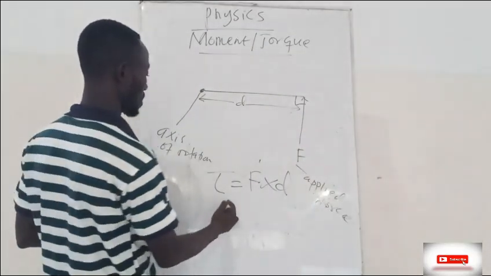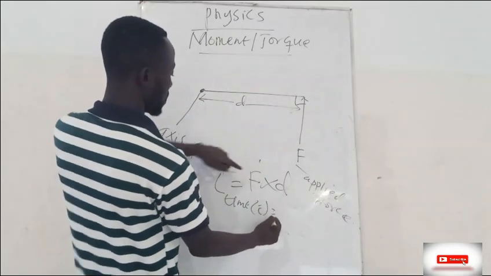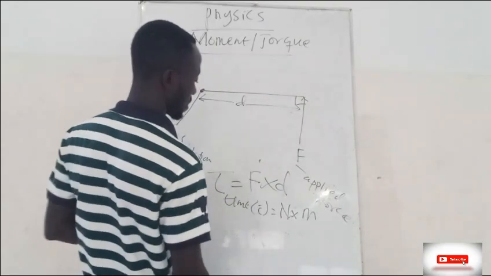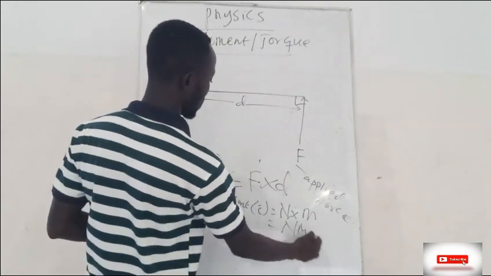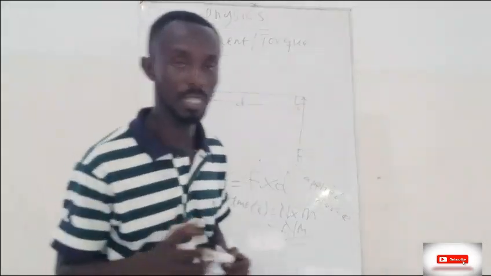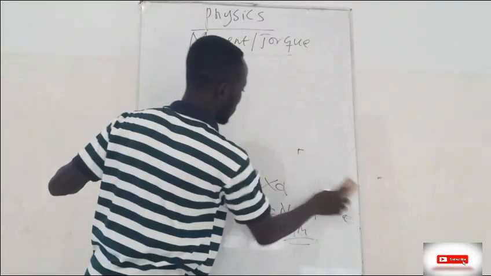So from this, if you want to find the units for torque, the unit for force is Newton, and the unit for distance is meters. So we have Newton meters. So the unit for torque is Newton meters. Let's look at this particular example.